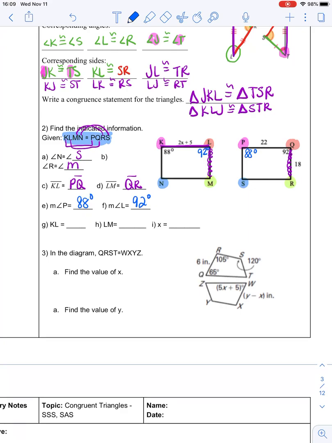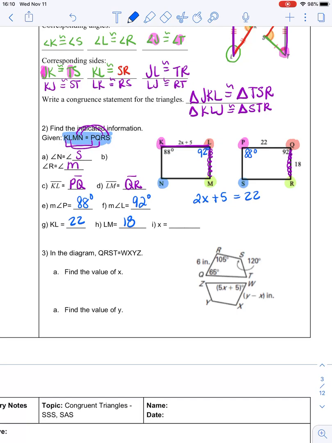Okay, KL matches. Remember, equals means measurements, and congruent means sides. So you would be naming pieces. KL is 2x plus 5. Well, KL matches up with PQ. So to find out how long that is, 2x plus 5 is equal to 22. Actually, KL is 22. We know how long it is. LM matches up with QR, so LM is 18.